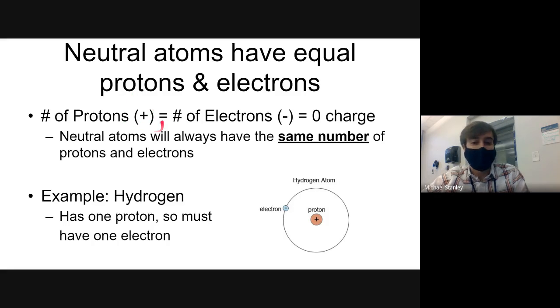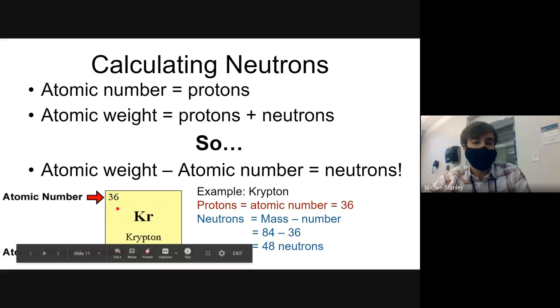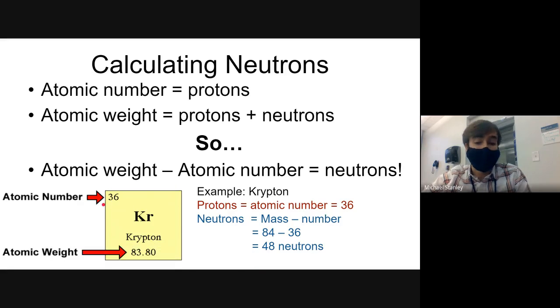So since our protons are positive and our electrons are negative, we want those to balance out with each other and cancel each other out. So neutral atoms, which are the atoms that we're going to be talking about only in this class, will always have the same number of protons and electrons. So for example, krypton has an atomic number of 36, which means it has 36 protons, and also means that it has 36 electrons.